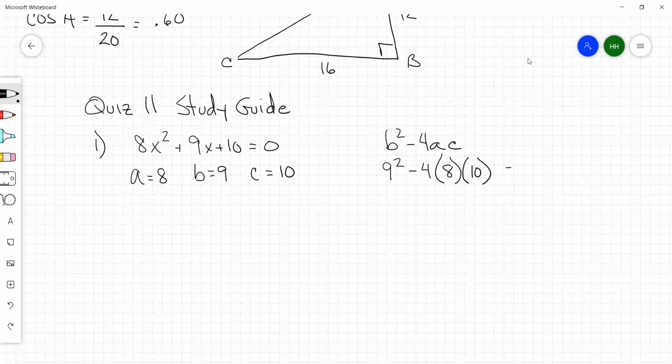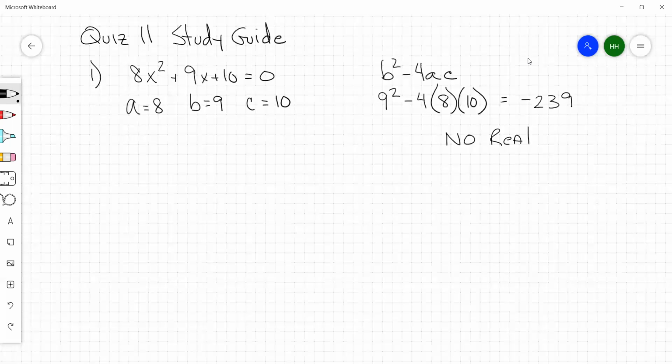So in the calculator, 9 squared minus 4 times 8 times 10 gives us a value of negative 239. Negative 239 is less than 0, so there are no real solutions. The other problems that you see there, you're going to do those the same way.